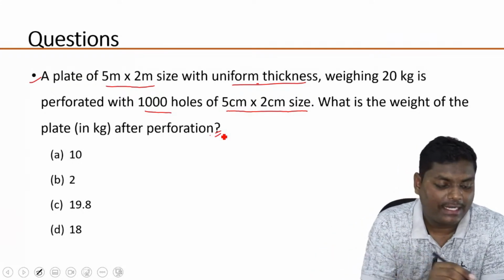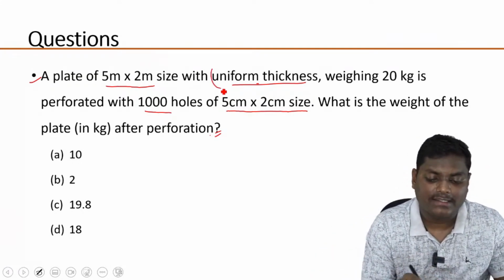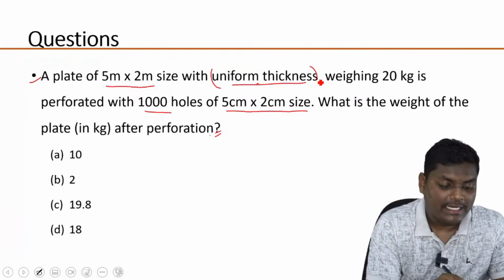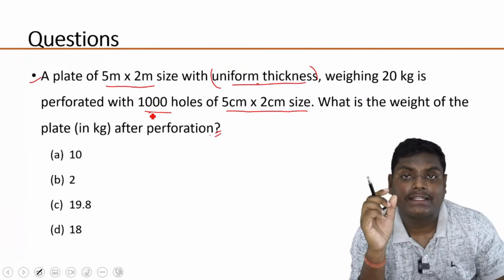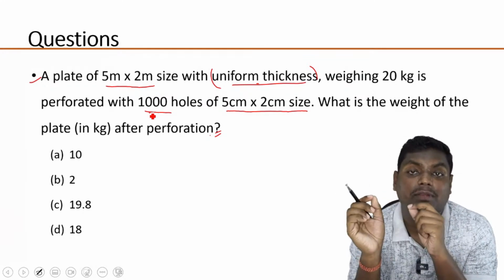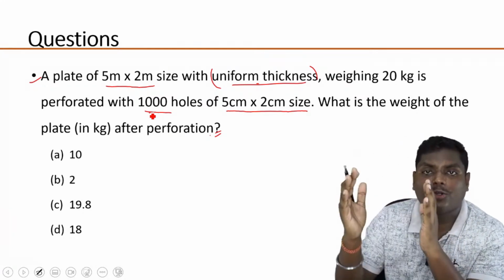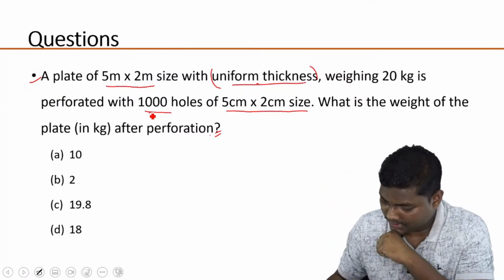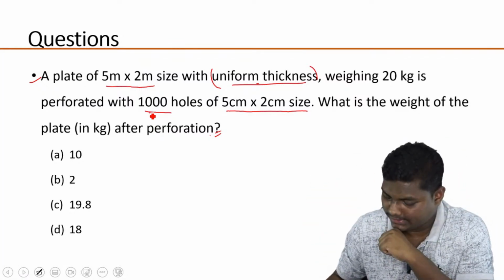I can give you a hint that whenever you are solving, since it is given uniform thickness, and you can see that in this question we will be perforating the holes of the same thickness itself, so you can just neglect the thickness. So instead of thinking about the volume, you can reduce the question and think in terms of the area.